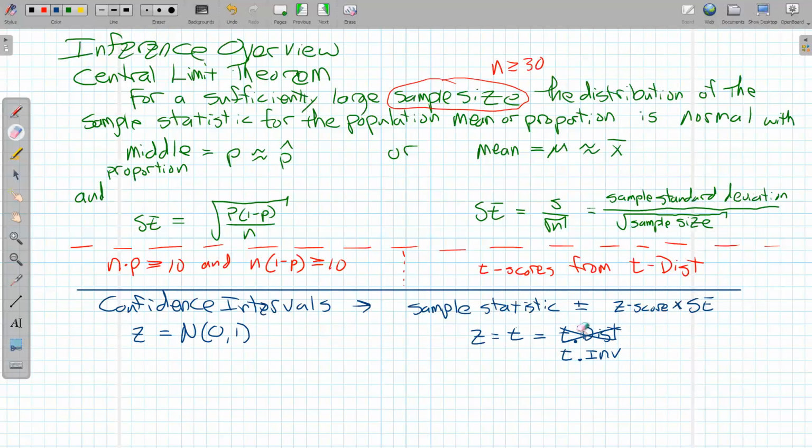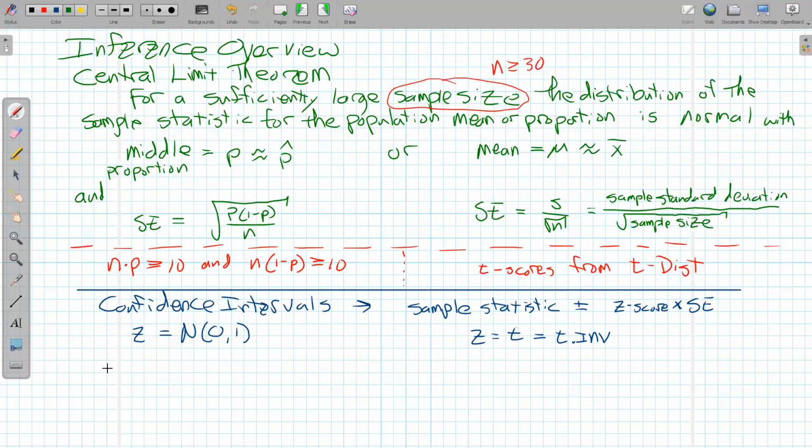And to get a t-score on a spreadsheet, we use the t-inverse. And we'll get to that in just a little bit.